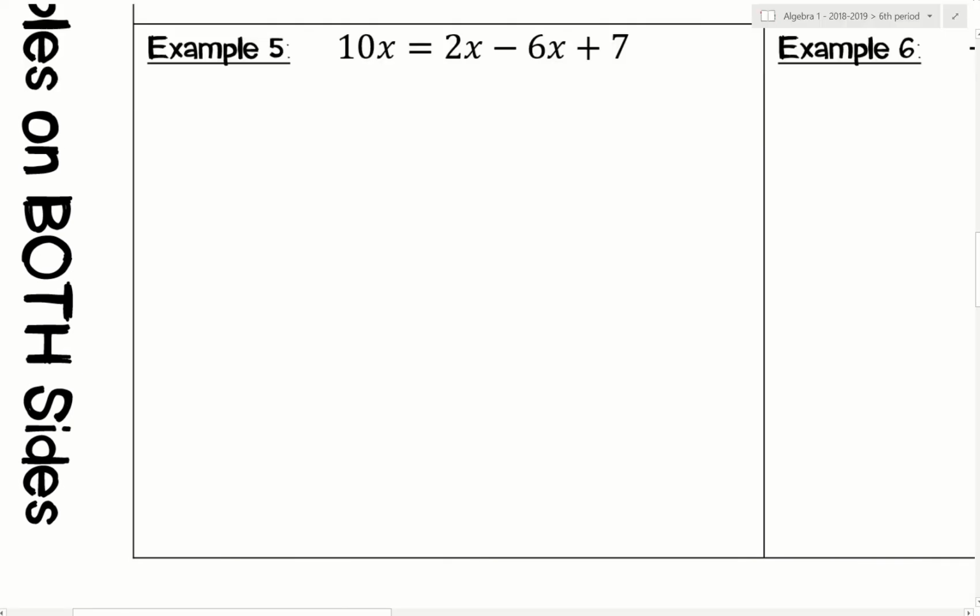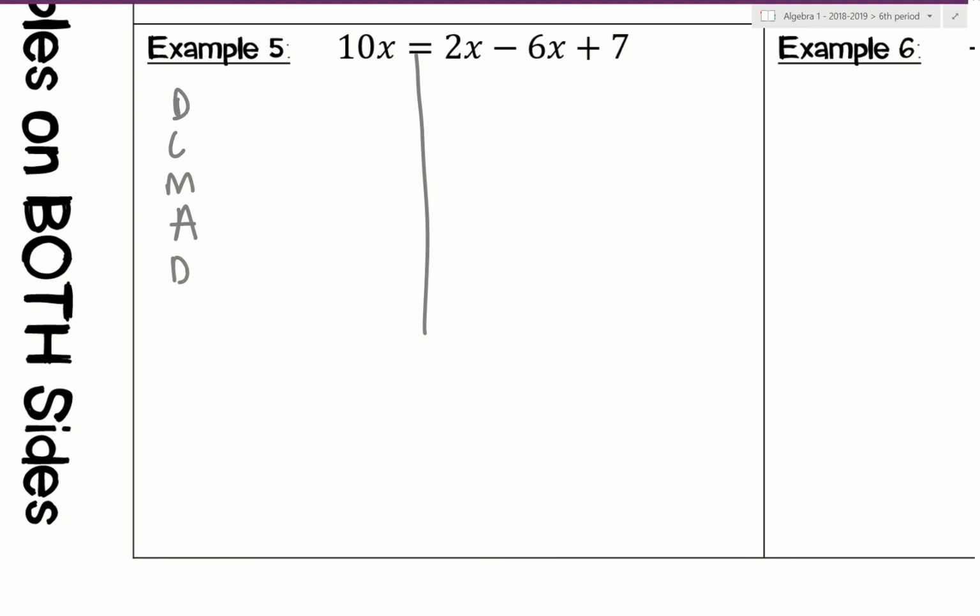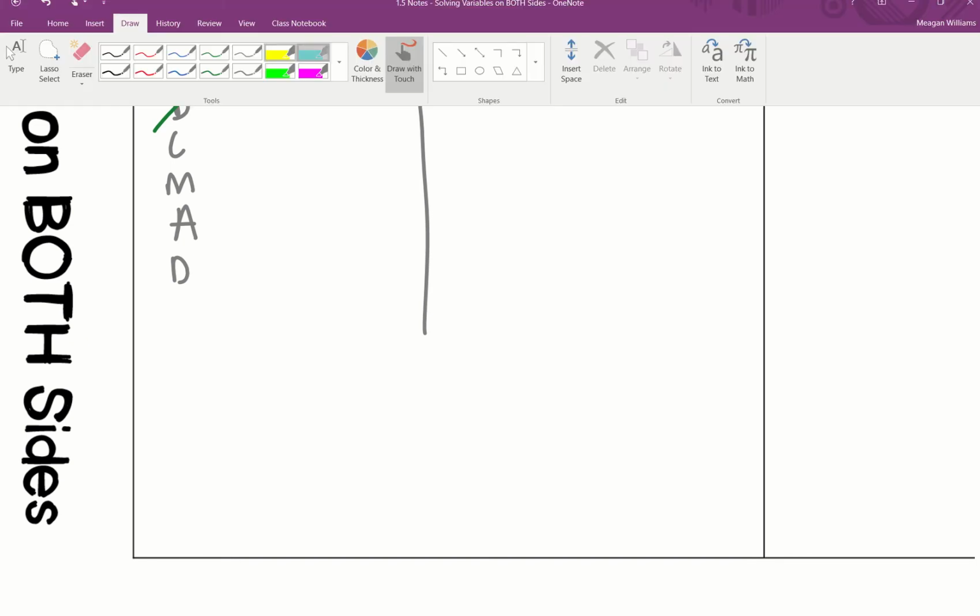We're going to draw our line from our equal sign. We're going to remember to don't call me after dark. Now, don't stands for, is there anything to distribute? No, so I move on to the next. Combine like terms, I look at one side at a time. So, anything to combine on the left side? Anything to combine on the right? Which ones?